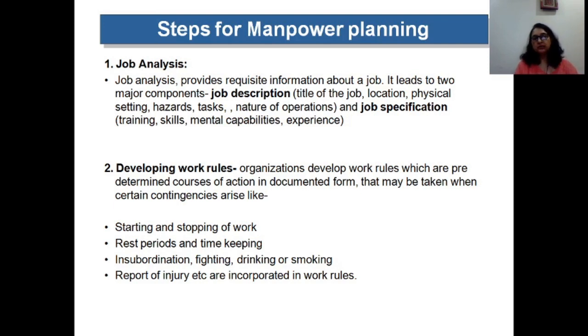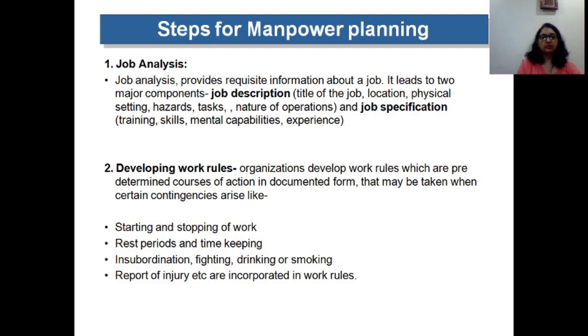Job description looks at the content of the job, that is the title, location, physical setting, how hazardous the task is, what the tasks, duties and responsibilities in that job are, what the nature of the operation is, and so on. Whereas job specification looks at the employee side, that is the qualities that are required to carry out the tasks. So the training of the employee, the skills, mental capabilities, experience, and so on come under the job specification. So job analysis is necessary if you are taking up human resource planning.